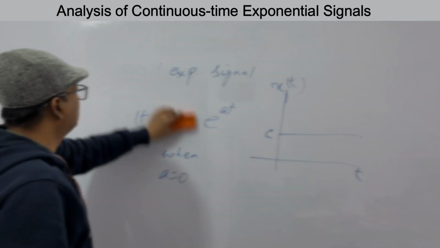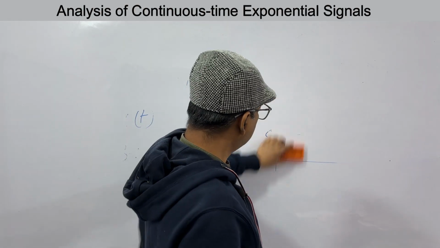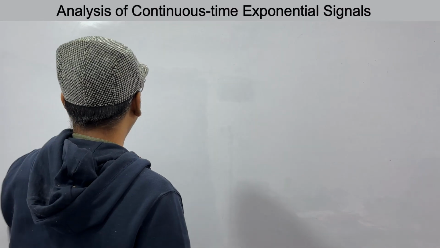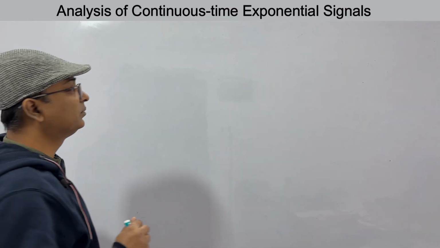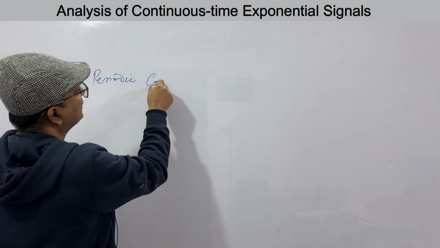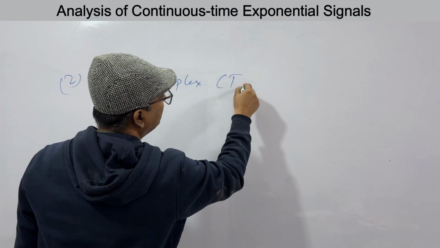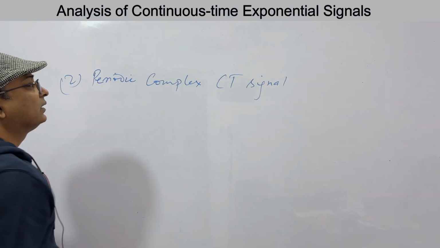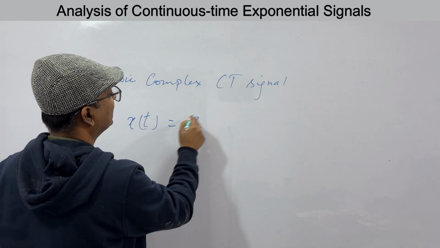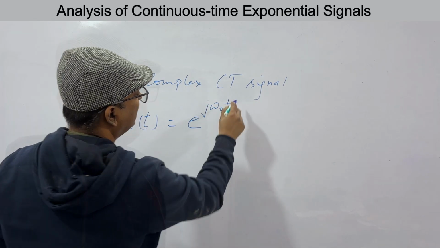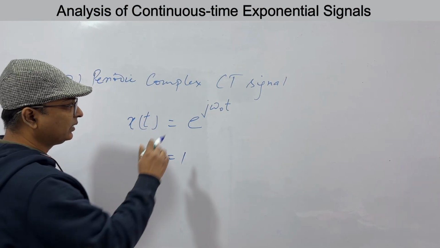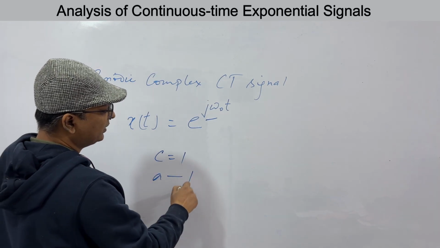Second case, we'll see when our exponential signal is basically a periodic complex continuous time signal. CT means continuous time. So we express it like this: x(t) is equal to e to the power j omega 0 t. Here, for convenience we take c equal to 1, and this a is purely imaginary.